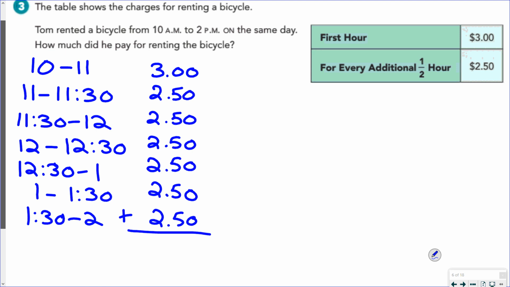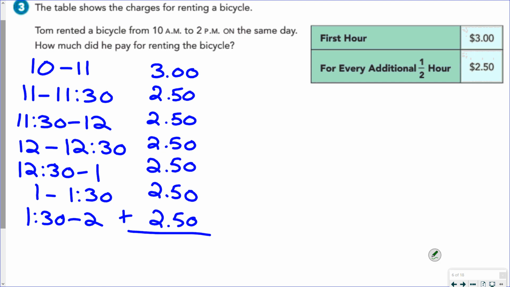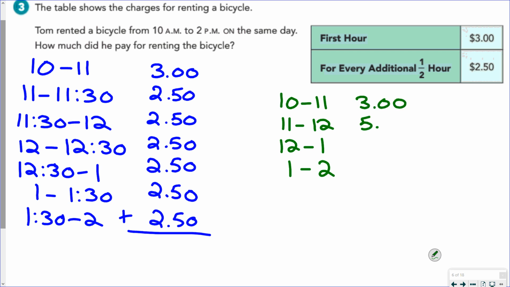Okay. I'm going to wait here just a second, because what you could also do on this one, you could still break it down by hours. And the reason that you can do that is because for every 2 half hours, you get 1 hour. So where it says for every additional half hour, it's $2.50. Well, every hour would then be $5. So you could also set your table up this way. Again, you would add those up, and you'd get $18.